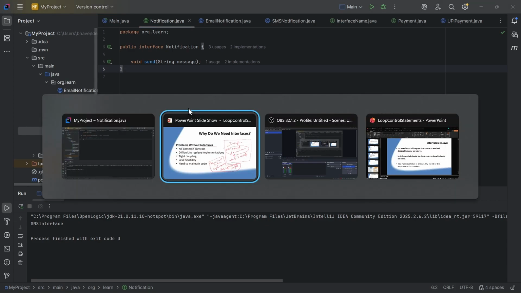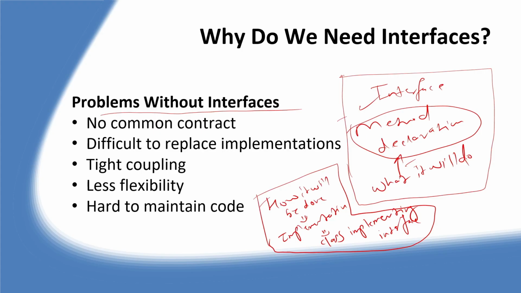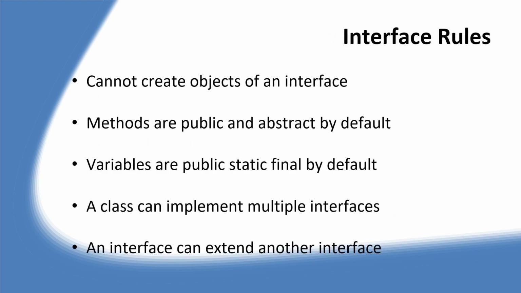So let's have some rules. What are the rules we need to follow while creating an interface? Interface rules: we cannot create objects of an interface, as we do for a class. I hope you remember, for an abstract class also we cannot create objects. For an interface we cannot create an object. And this is an important point: whatever methods we declare in an interface are public and abstract by default.